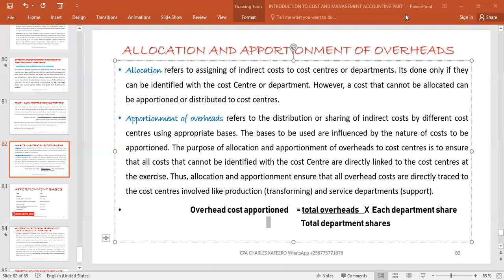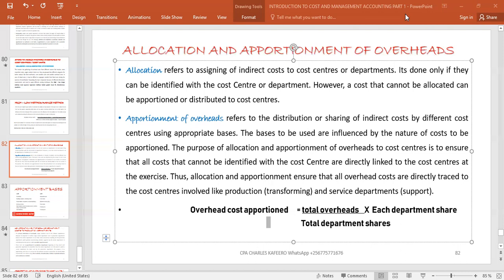In this term, we are talking about these indirect costs. As we said, the first step was to collect and classify the overheads. Now what we are going to see is allocation and apportionment of overheads. What do I mean by allocation? Allocation refers to the process of assigning indirect costs to cost centers or departments. But don't forget that in these departments, we are talking about the production department and the service departments.